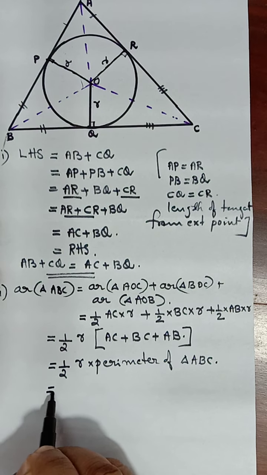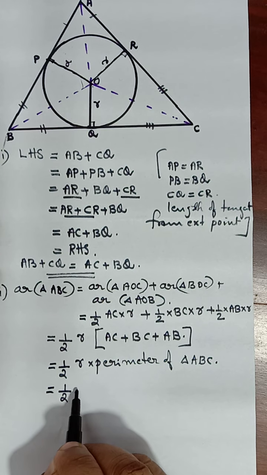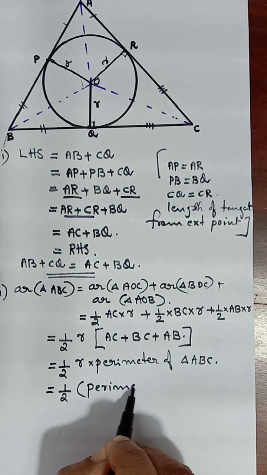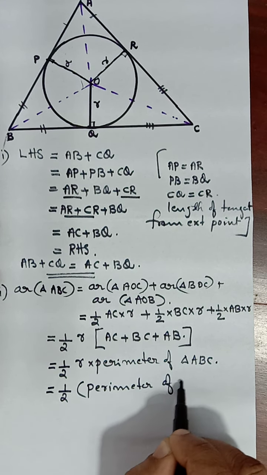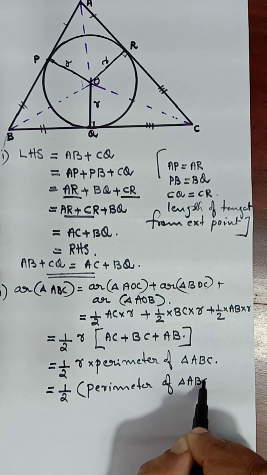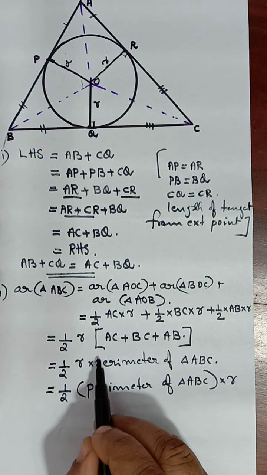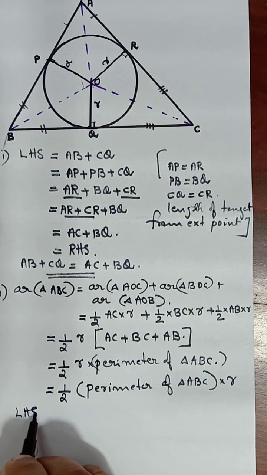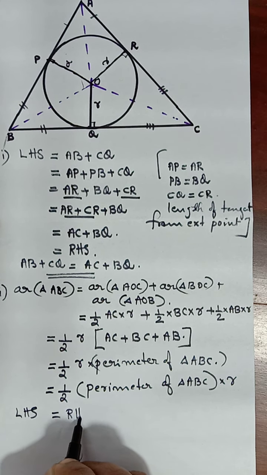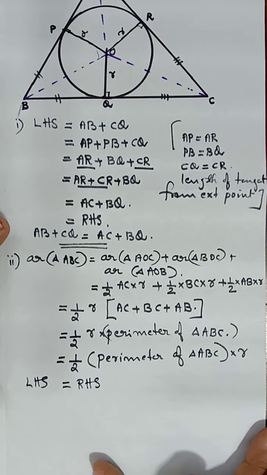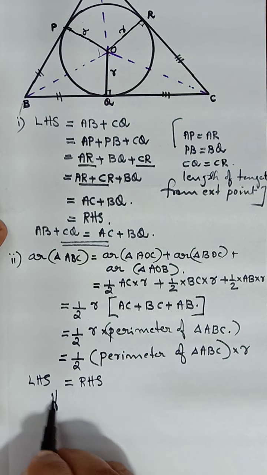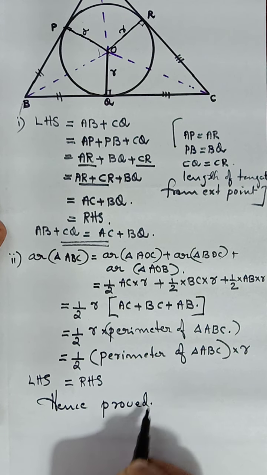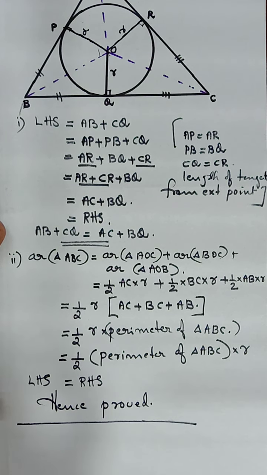That is, we can write it as half into perimeter of triangle ABC into radius. It is the same. So we got LHS equal to RHS, hence proved. We can write it as LHS equal to RHS, hence proved. Very simple. In many questions we have applied the same thing.